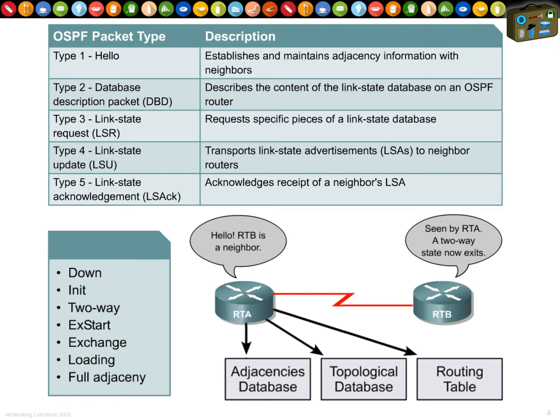So, exactly the same as EIGRP, 3 tables. The adjacencies database, a list of our neighbors. The topology database, all of the connections that exist in the whole network. And then the forwarding database, which is the best paths. And this is what we give to the router so that it can route.